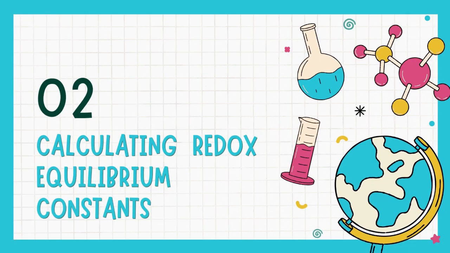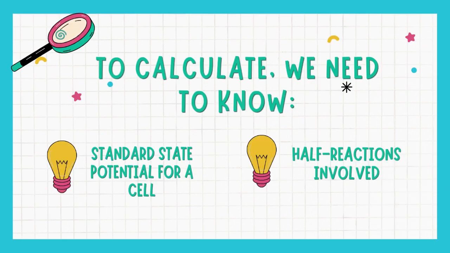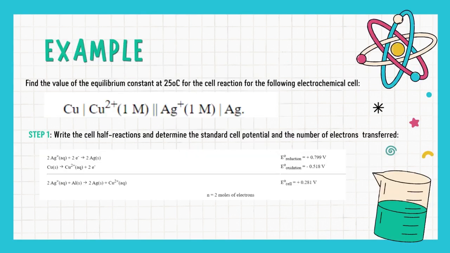For our next topic, let's try to calculate the redox equilibrium constants. The equilibrium constants of an electrochemical cell's redox reaction can be calculated using the Nernst equation and the relationship between the standard cell potential and free energy. To calculate the equilibrium constant for an electrochemical cell, we need to know the following. First, the standard state potential for a cell, and the other one is the half reactions involved. With that, here's an example.